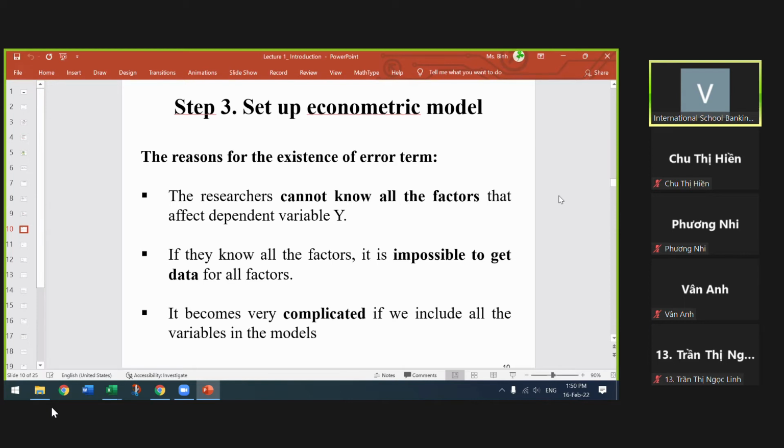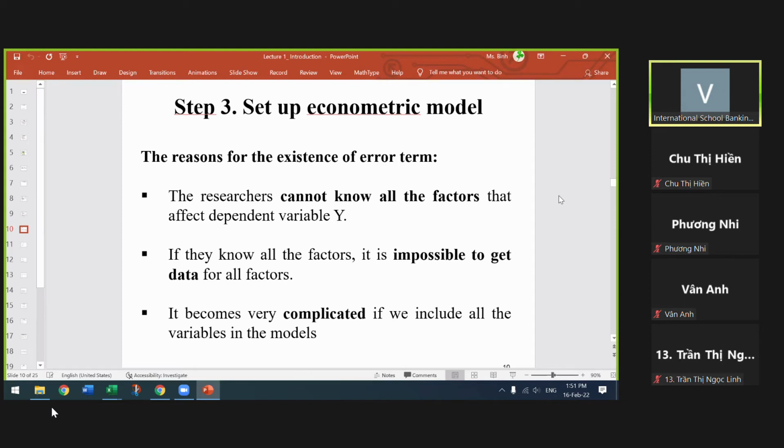The second reason is that it is impossible to get data for all factors, as I just said to you. In the case you know for sure that this factor could affect the dependent variable, but because we cannot get data, we cannot include it in the model. We don't have data, we cannot do anything. Data here, in other words, is information.